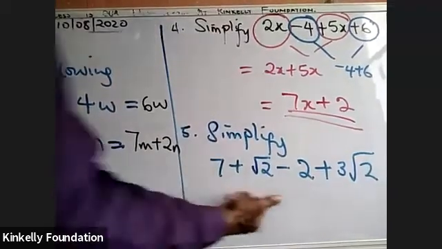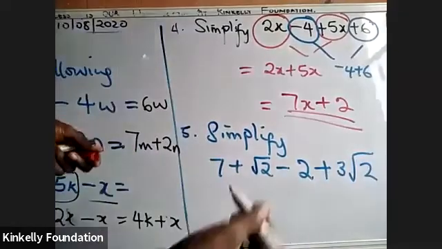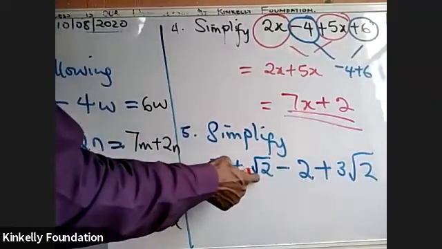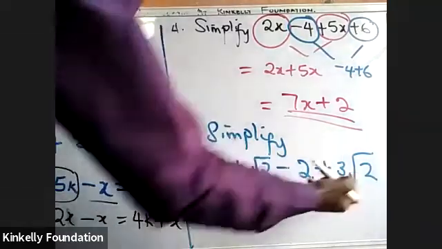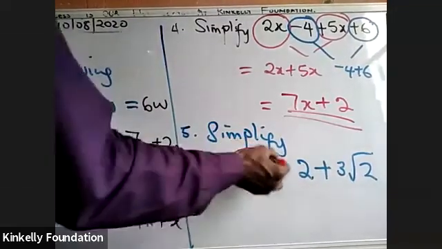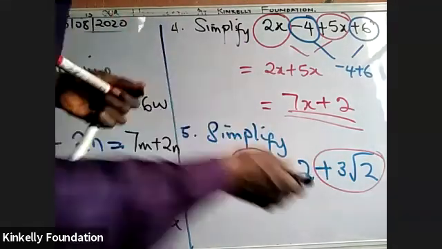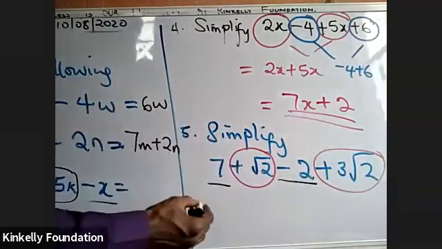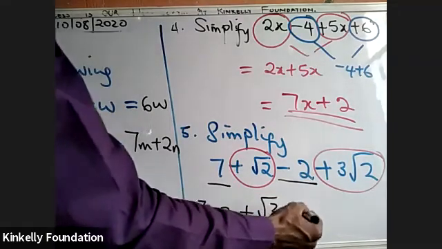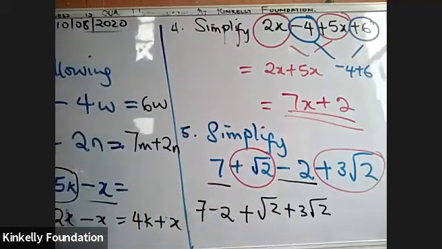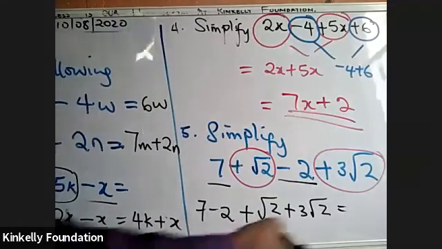If you are given this type of problem to simplify, you know that all these things are root terms and number terms. This term is totally different from this term. This term and this term are number terms. This one and this one are same. Now I have 7 minus 2 plus root 2 plus 3 root 2. You see it now. This one gives us 7 minus 2 is 5.